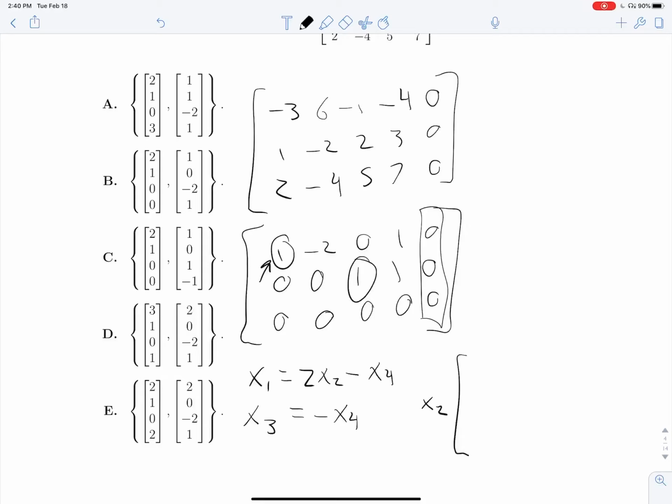X2, well, how is it dependent on x1? Well, x1 is equal to 2x2, x2 is equal to 1x2, x3 is not dependent on x2, and x4 is not dependent on x2. And then our other free variable x4: x1 is equal to -1 x4, x2 is equal to 0 x4, x3 is equal to -1, and then x4 is equal to 1 x4.